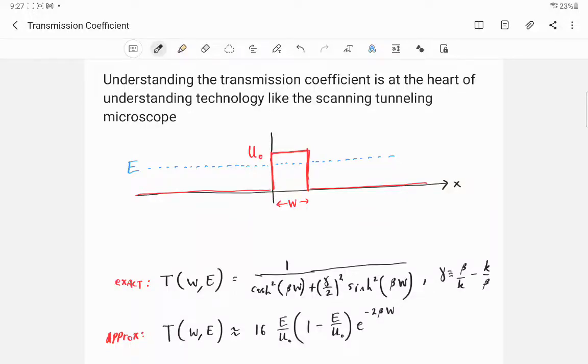Hi, this video is an exploration of the transmission coefficient, in particular for the case of tunneling through a rectangular barrier potential. Understanding this transmission coefficient, which I'm going to call capital T, is the basis for understanding a technology like the scanning tunneling microscope. The scanning tunneling microscope is often referred to as the STM.